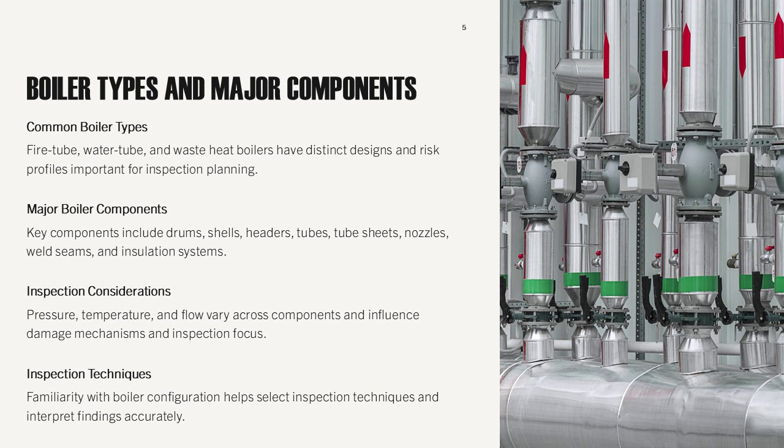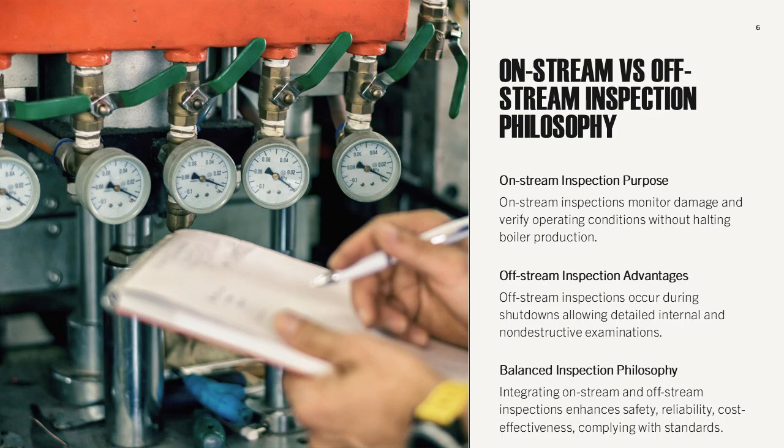Familiarity with boiler configuration allows inspectors to focus attention on high-risk areas, select suitable inspection techniques, and interpret findings accurately. This foundational knowledge supports both on-stream monitoring and detailed off-stream internal inspections. On-stream and off-stream inspections serve complementary roles in a comprehensive boiler integrity management program.